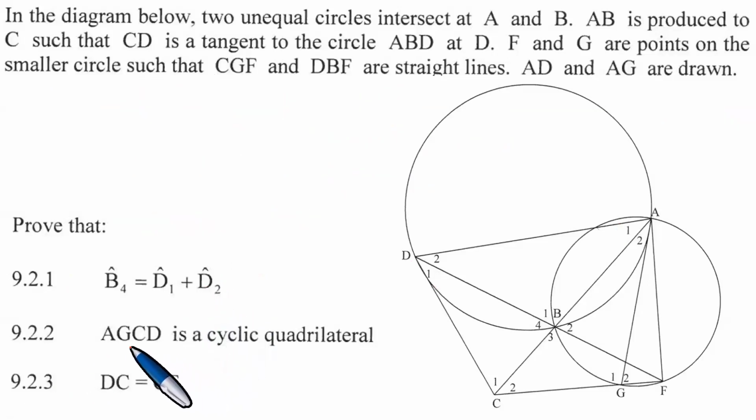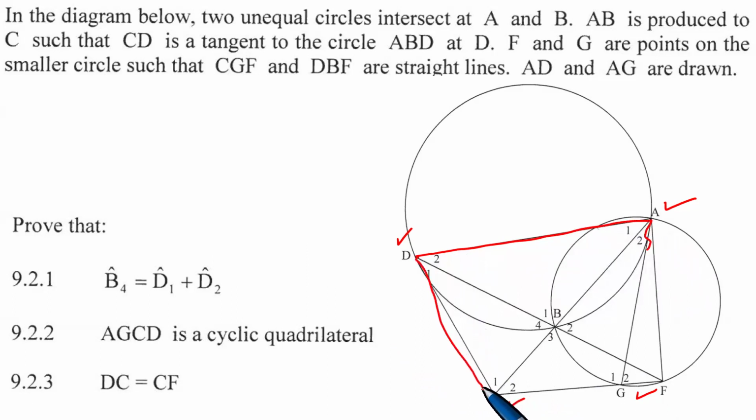Right, so to do 9.2.2, you need to prove that A, G, C, D is a cyclic quadrilateral. Here is A, here is G, here is C, and here is D. So AGCD is a cyclic quadrilateral, and we proceed to prove this with ease. First things first, how do we prove that? To prove this, we take note of a couple of things that remain extremely important, one of which is that this is the quad the examiner is speaking about.